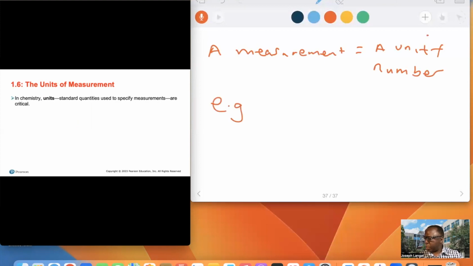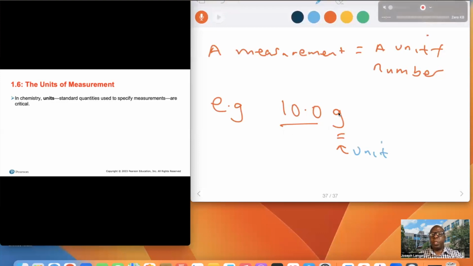E.g., 10.0 grams. There is a number and there is a unit. This is a unit. Without the unit tied to a number, a measurement will just be a meaningless number. So remember, in the lab, always include the unit of measurement unless it is given in the data sheet. In chemistry, units, the standard quantities used to specify measurement, are always critical.